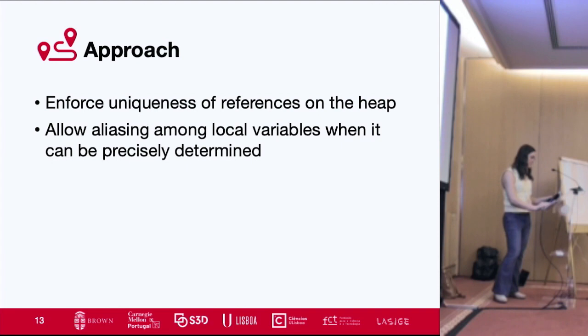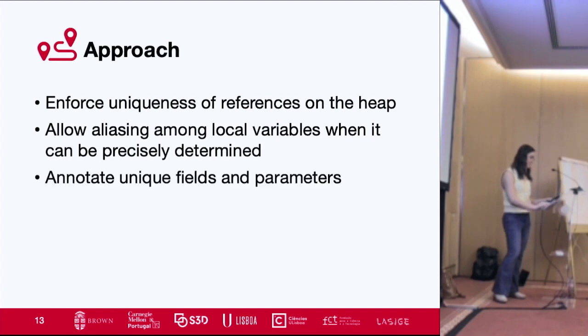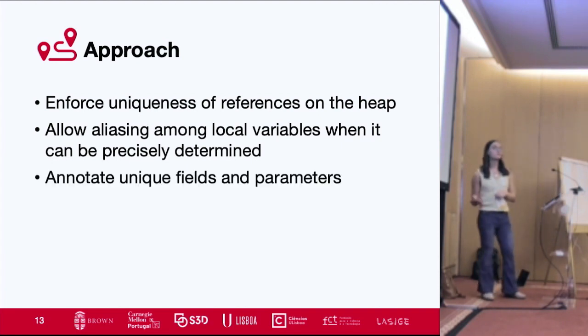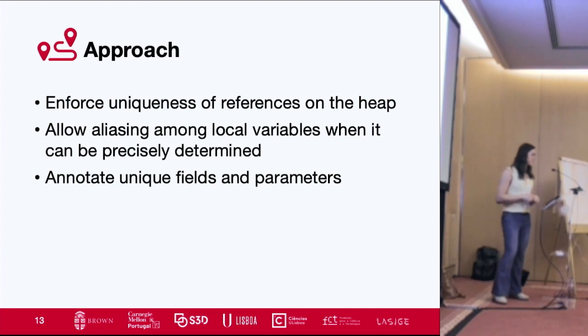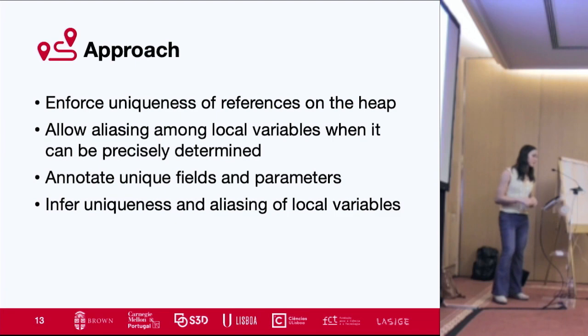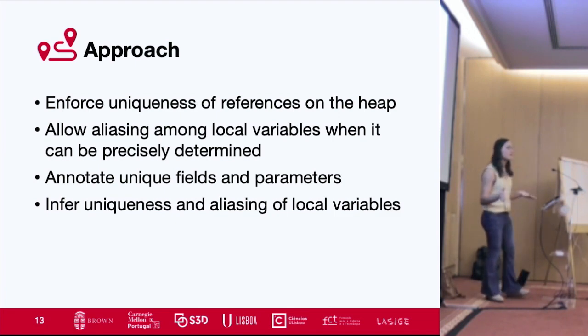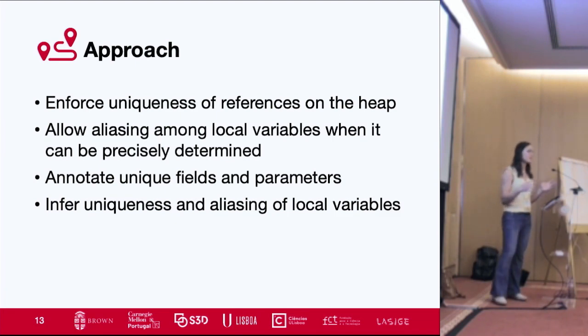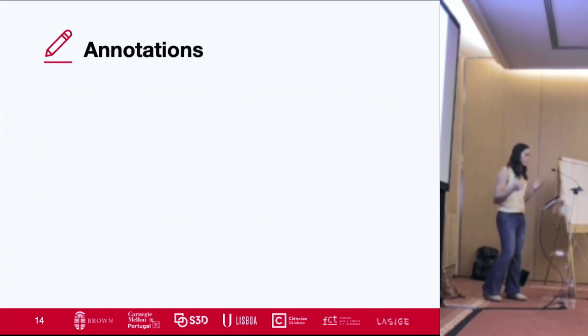Okay, so, yeah. We annotate the unique fields and the parameters to specify the uniqueness properties that we want. And we infer the uniqueness and aliasing of local variables. So we do this in a type environment that you'll see shortly. So what annotations do we have? Well, we have 3 of them.